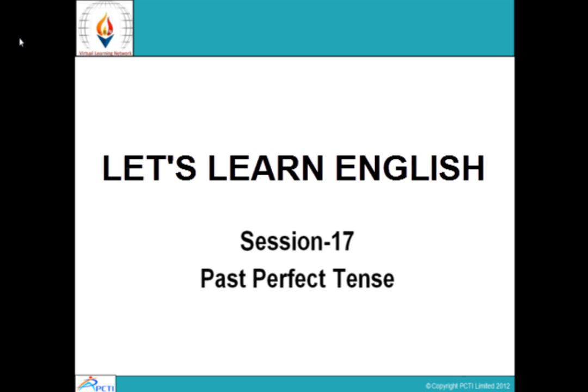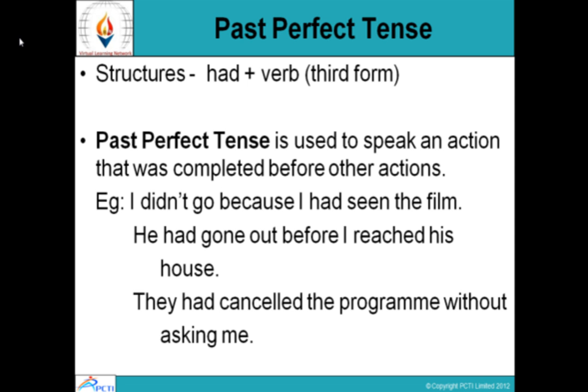This is session number 17, Past Perfect Tense of Let's Learn English. Past Perfect Tense. The structure we use in this tense is had plus verb in the third form. Past perfect tense is used to speak about an action that was completed before other actions. So you can say past perfect tense is past past. When we talk about the action past past, then we use this tense.